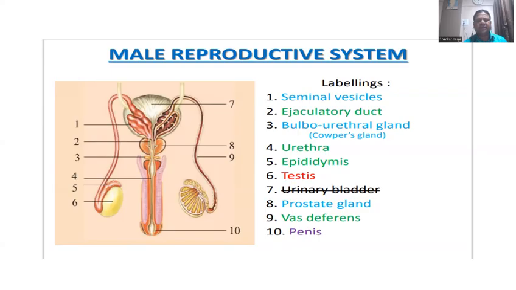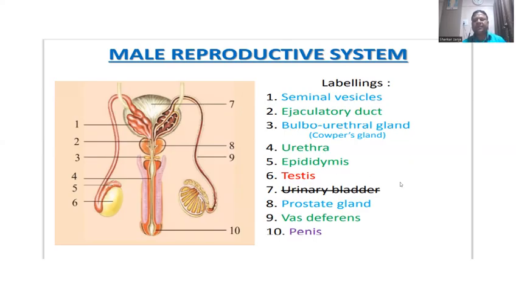See the Arabic number 6, pair of testes. Two testes are here, pair of testes, pair of epididymis. Then there is a pair of vas deferens. Actually, vas deferentia. Singular, there is a vas deferens. Plural, vas deferentia. Then there is the ejaculatory duct. See the Arabic number here too. This is the ejaculatory duct.